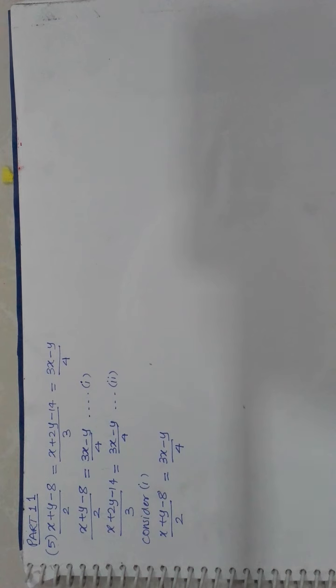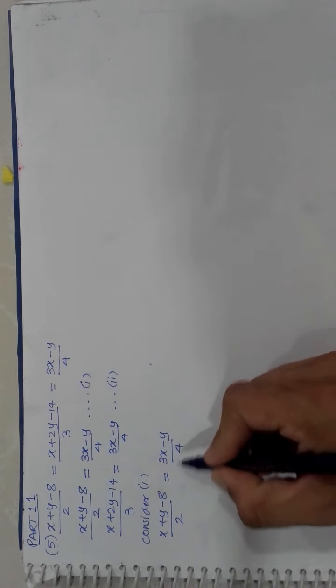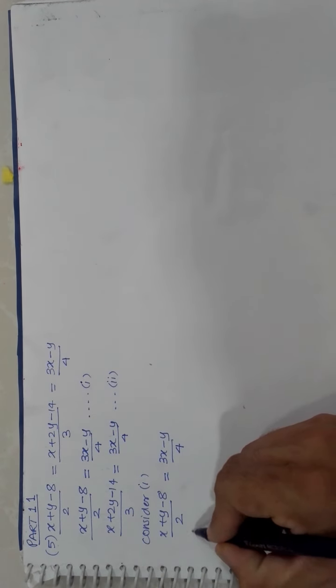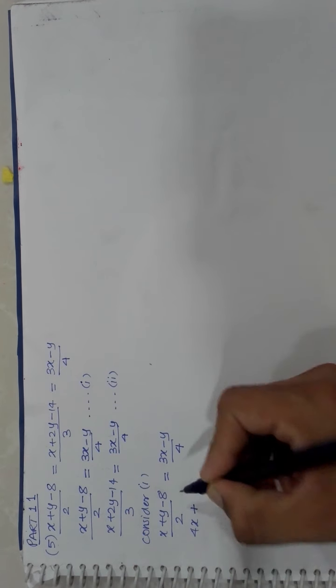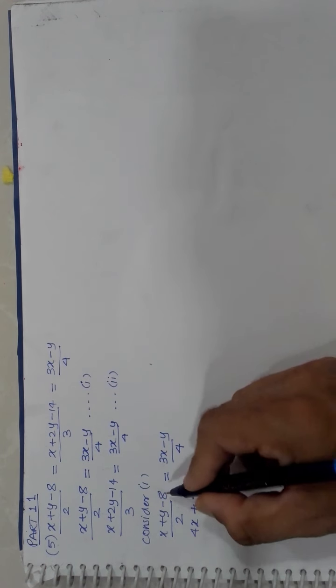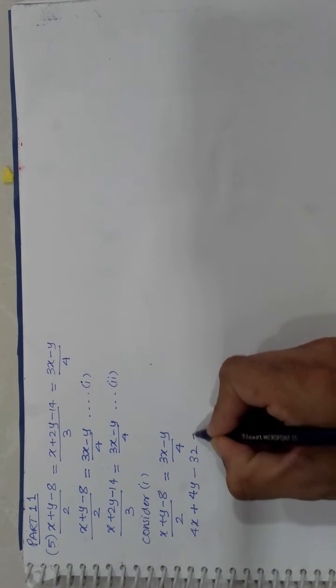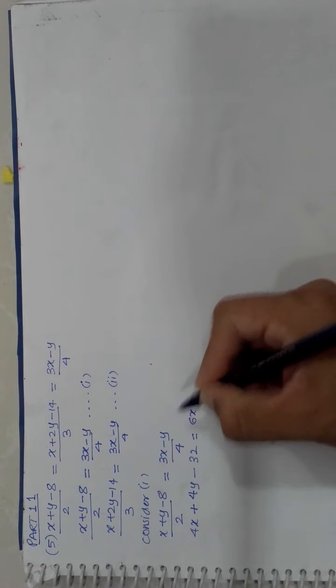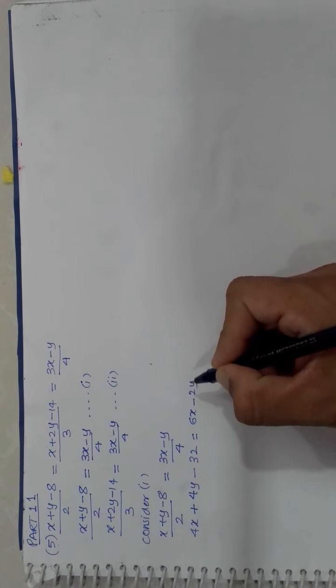But if you feel you will make a mistake, I would suggest you cross multiply so that the mistakes are minimum. That is, 4 will multiply to x plus y minus 8. That means 4 multiplies x to become 4x, 4 multiplies y to become 4y, minus 4 multiplied by 8, which is 32. Then 2 multiplies 3x, that is 6x, minus 2 into y, which is 2y.